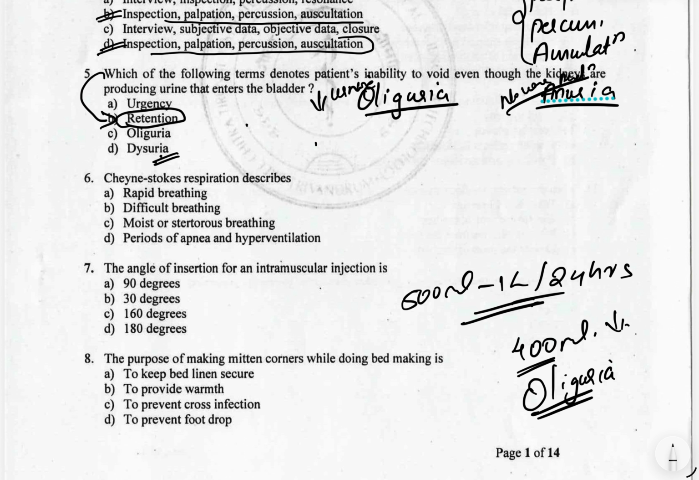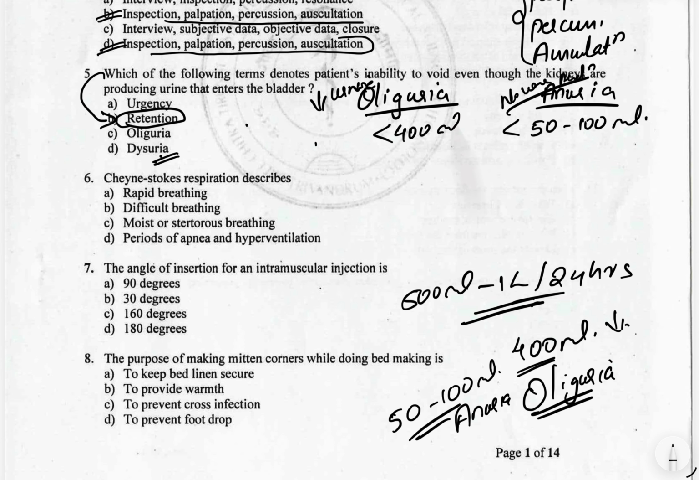And in case the patient's urine output is less than 50 to 100 ml, that is anuria. Okay, anuria means the patient's urine output is less than 50 to 100 ml. Oliguria means the patient's urine output is less than 400 ml.